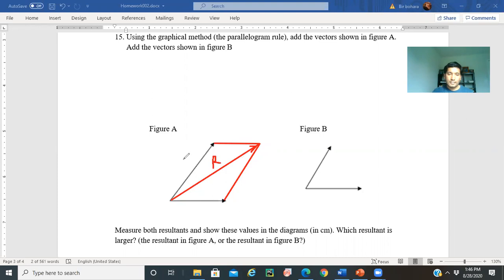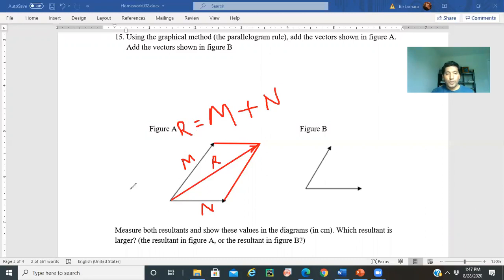Suppose this is vector m and this is vector n. So this r, which we call the diagonal, right? This line is said to be the diagonal. So this diagonal is the sum of m and n. So you can write down m plus n is r, right? A resultant. Resultant means the sum of two things or more than two.